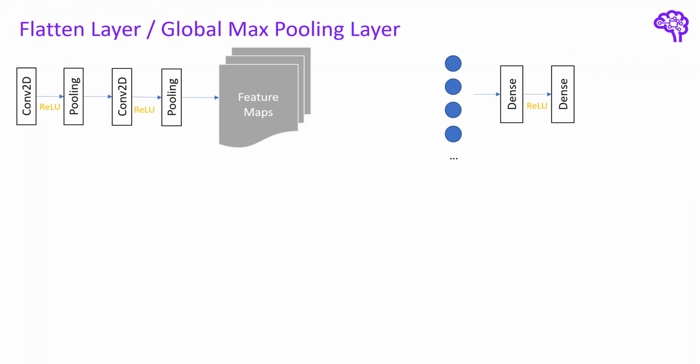I also quickly wanted to visualize the use of flattening operations. What it does is pretty simple. Once we went through the feature extraction, our conv pool pattern, we observe several two-dimensional feature maps. Now, how do we pass them into the input layer of a dense neural network?